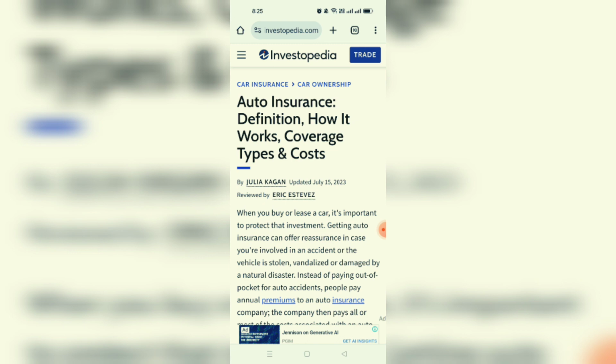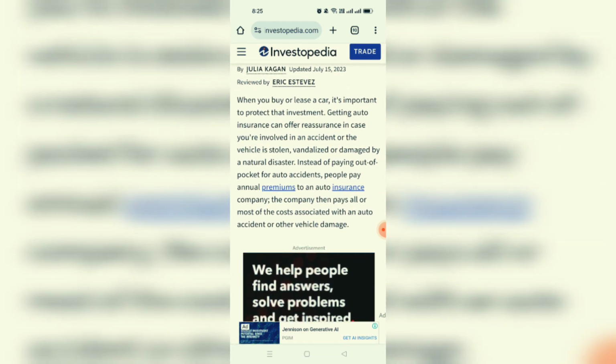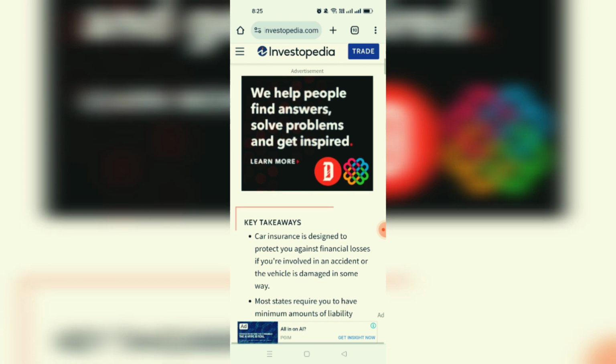When you buy or lease a car, it's important to protect that investment. Getting auto insurance can offer peace of mind in case you are involved in an accident or your vehicle is stolen, vandalized, or damaged by a natural disaster. Instead of paying out of pocket for auto accidents, people pay annual premiums to an auto insurance company. The company then pays all or most of the cost associated with an auto accident or other vehicle damage.